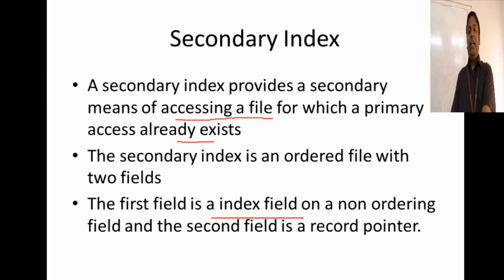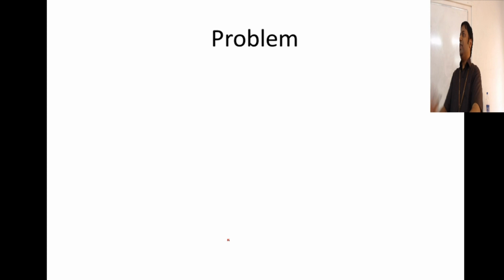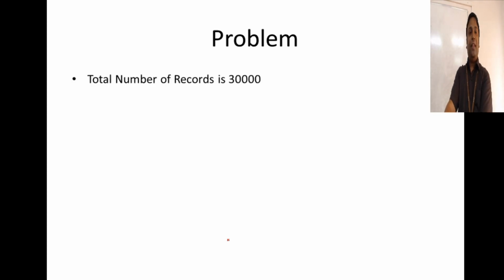First field is an index field on a non-ordering field, and the second field is a record pointer. So now the question is, will a secondary index really improve the performance? Will it be better than a linear search? So we'll take this simple problem, we'll understand this.